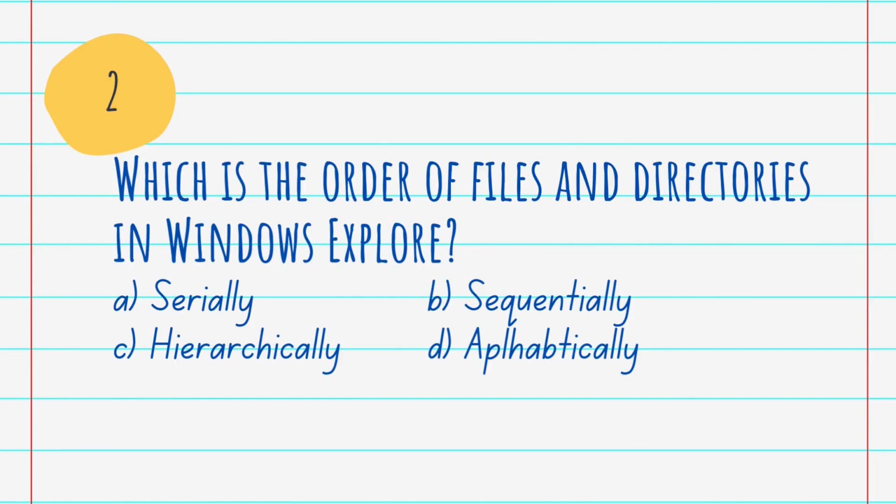Okay, the next question is, what is the order of files and directories in Windows Explorer? A. Serially, B. Sequentially, C. Hierarchically and D. Alphabetically. And the answer is C. Hierarchically. In an operating system, a hierarchical file system is nothing but how the drives and folders and files and other storage devices are organized and displayed.